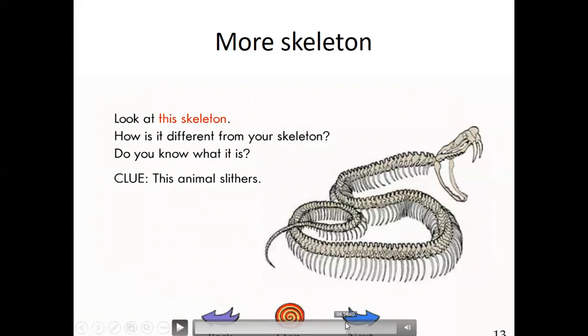Now look at this skeleton. It is different from our skeleton in that it has no legs, its body is very long, and it has some special type of skull bone.